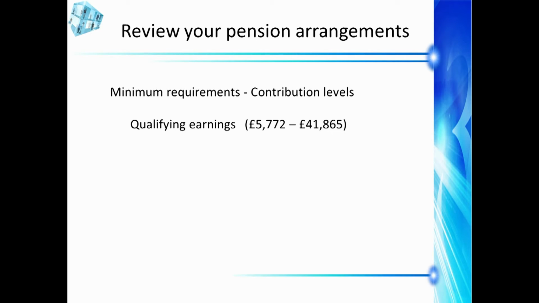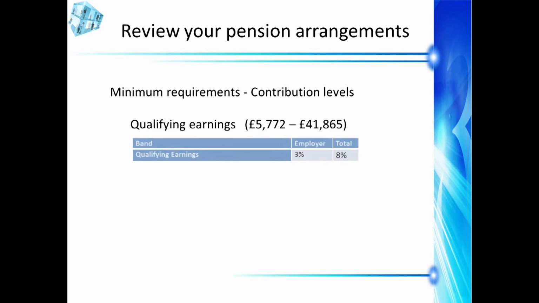So if we're basing it on qualifying earnings, then the contribution levels will be 3% from the employer, 5% from the employee, making a total contribution of 8%. Remember, however, the employee can claim back tax relief, and in fact, they will only actually be contributing up to 4% into that.